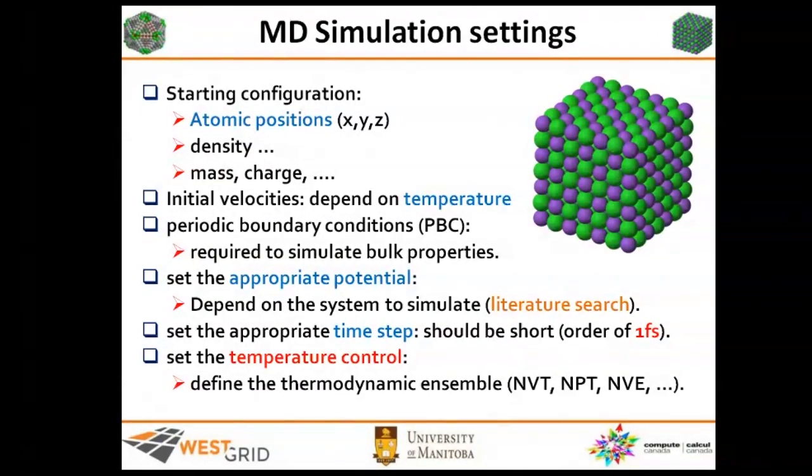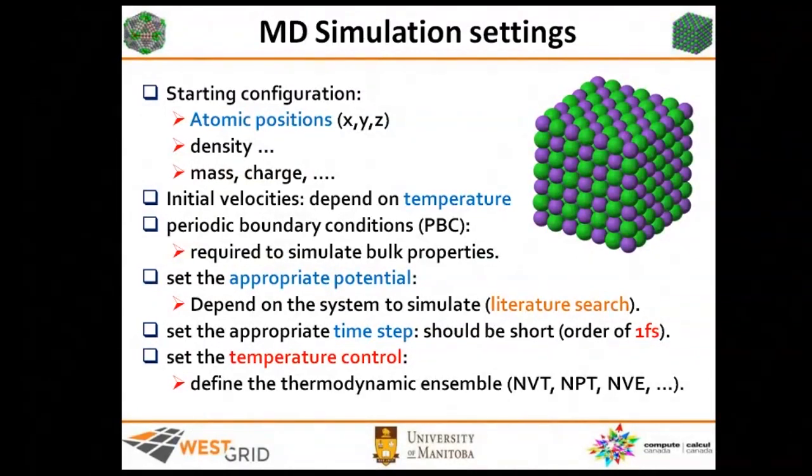You also have to choose the time step. We are going to integrate the equation of motion at the atomic level, so the time step should not be very large. It should be on the order of 1 femtosecond, 1 or 2. You also need to set how to control the temperature and pressure. For example, there are many ensembles: NVT, NPT, NVE. NVT means that you are running a simulation at a constant number of particles, which is N, at a constant volume V, and a constant temperature. P means pressure.